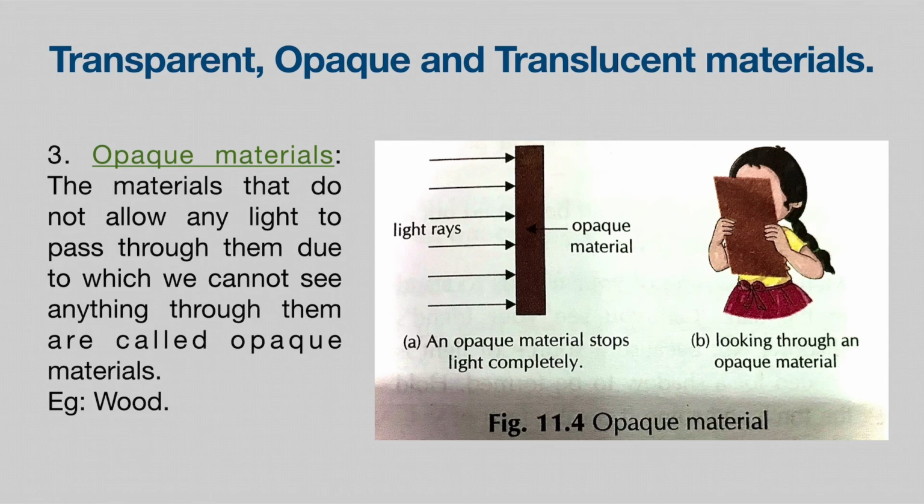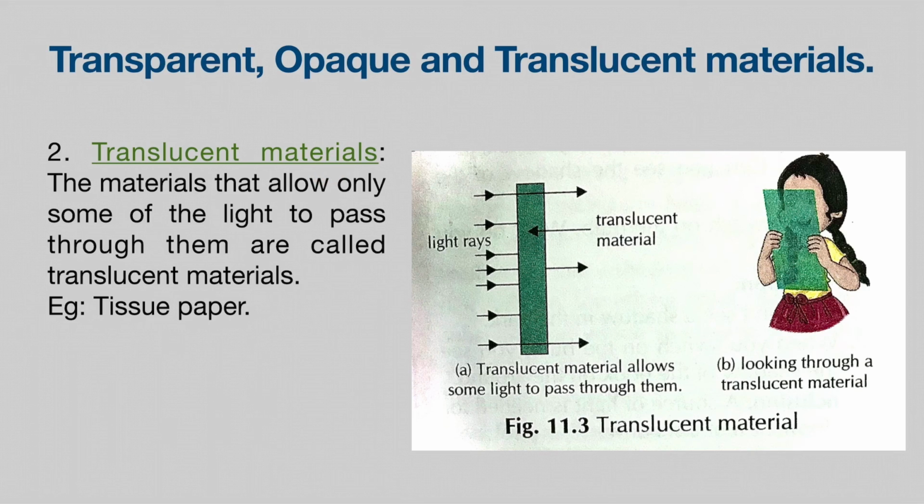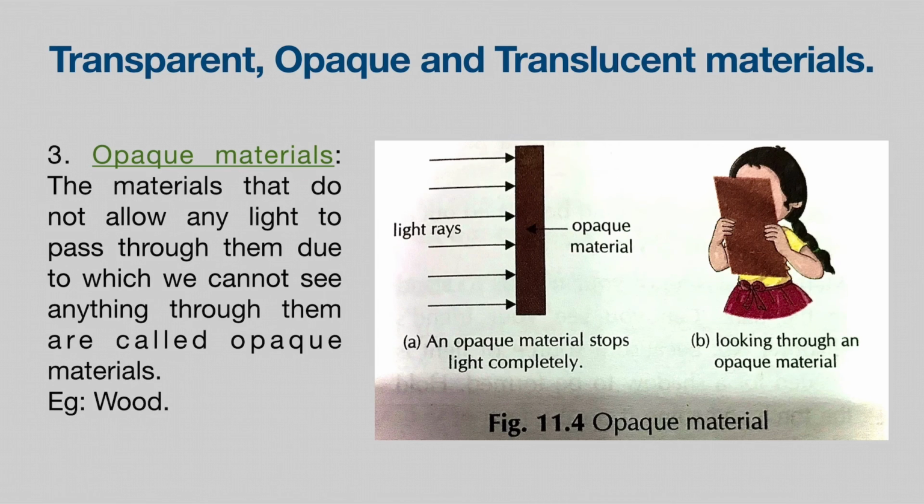So summarizing again, transparent materials means all the light will be able to pass through the material. Translucent materials means only a few of the light rays will be able to pass through the material. And lastly, opaque materials means none of the light will be able to pass through the material.